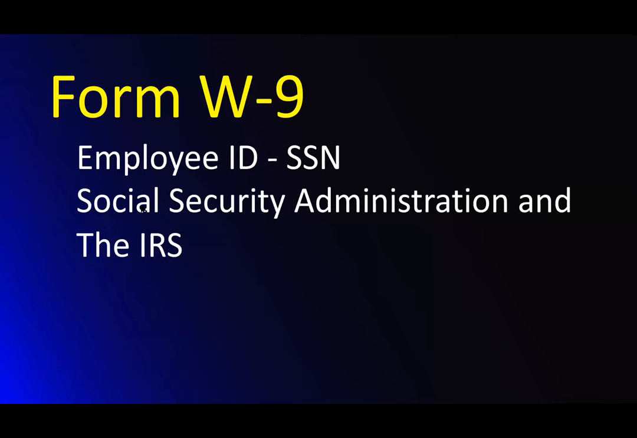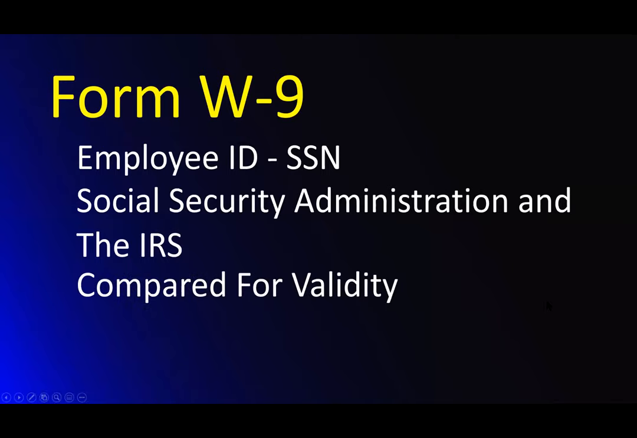This form W-9 gets sent to two places. It gets sent to the IRS and to the Social Security Administration. And it gets compared to their database for validity. In other words, that Social Security number is matched with the name to make sure it's the right name for that Social Security number. Let's say somebody is stealing Social Security numbers to use so they can work. They usually don't use the owner's name. They're going to try to use a name to hide the ID that they're using. And their database will compare it and come back with an error if it's the wrong name. It'll kick it out and say they can't work for us.